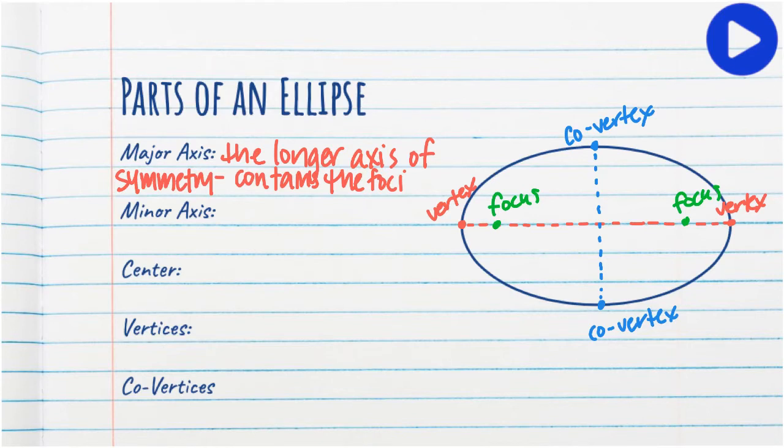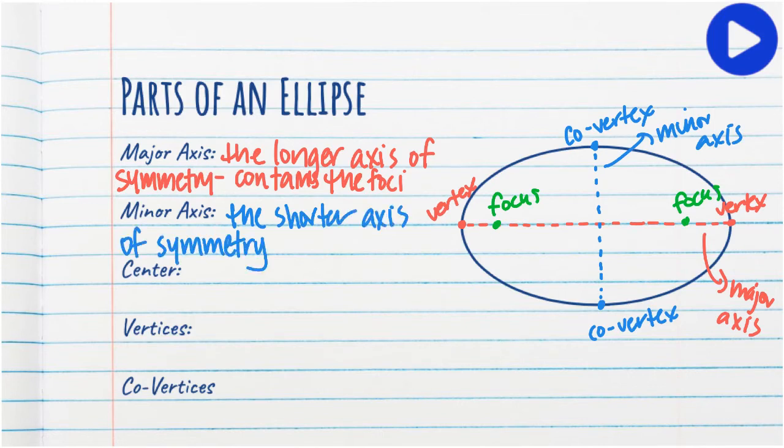The minor axis is also perpendicular to the major axis. So this is the minor axis. And then this right here is the major axis. All right, so we would say that the minor axis is the shorter axis of symmetry.